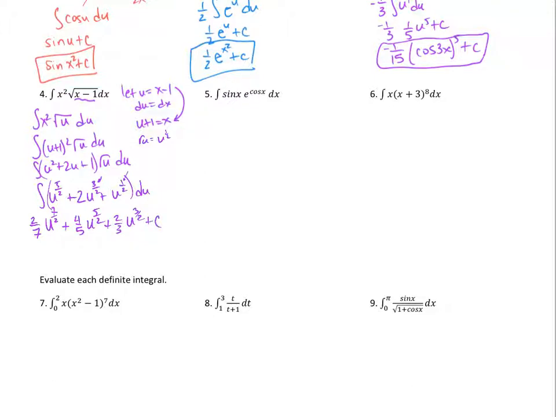All right, make our resubstitution. So this becomes 2/7 times x minus 1 to the 7/2 plus 4/5 x minus 1 to the 5/2 plus 2/3 x minus 1 to the 3/2 plus c. All right. Again, on all these, remember, if you take the derivative of your answer, you'll get the original problem after you simplify. That's how you know if you did it correctly.